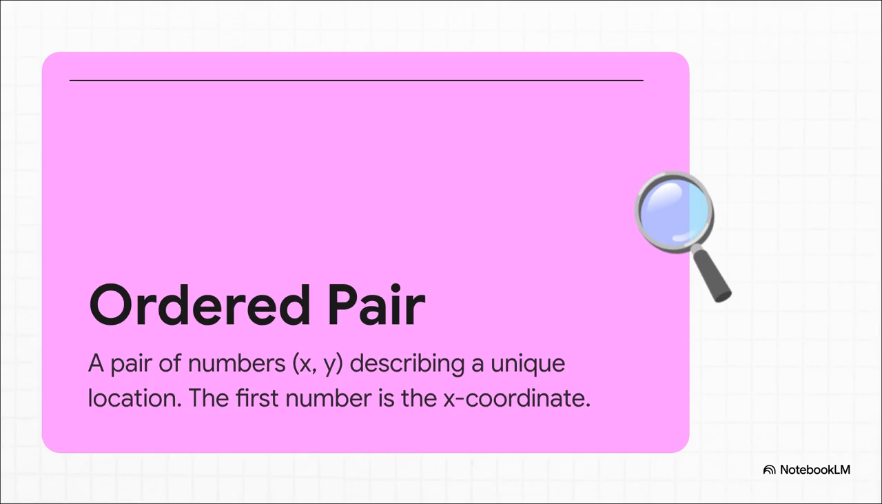Okay, so how do we find our way around this map? We use something called an ordered pair. It's basically an address, and it always looks like this, x, y. The first number, x, tells you how far to move right or left. The second number, y, tells you how far to move up or down. That's it. It's a two-step set of directions to any point you can imagine.